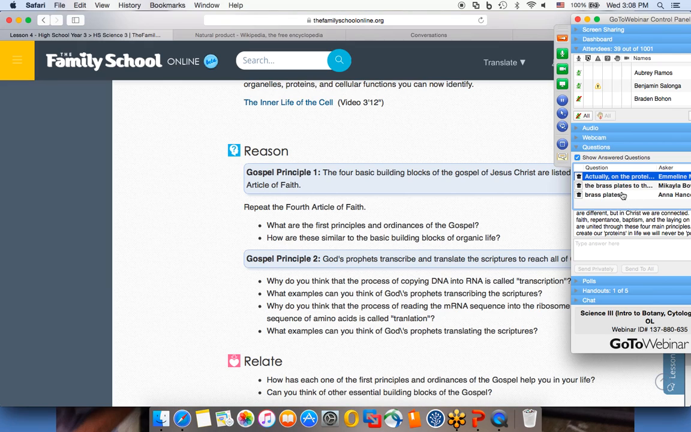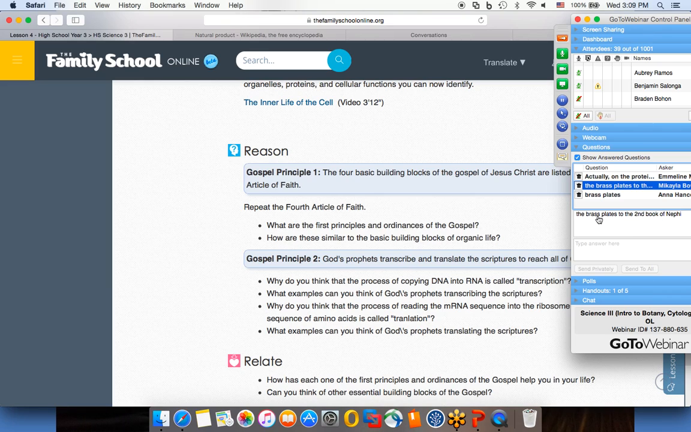So Michaela says the brass plates to the second book of Nephi. So Nephi transcribed the Isaiah chapters from the brass plates, and he just copied them into his plates, what later on became the second book of Nephi. So it was just a transcription there.